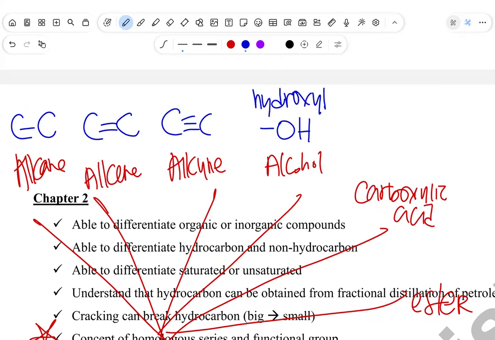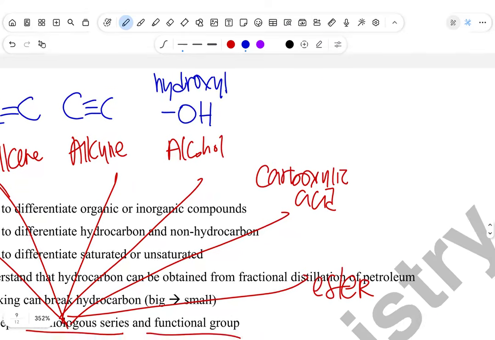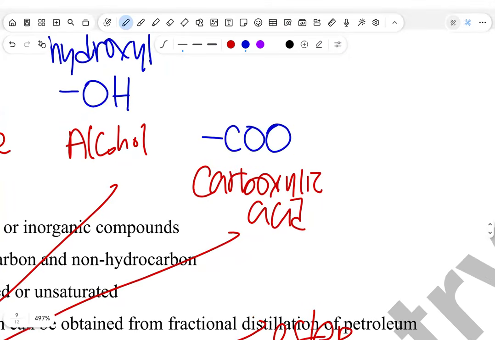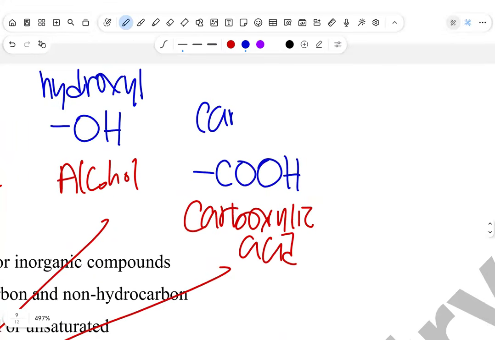Hydroxyl. Okay? If you can answer in the chat box, okay. If you don't know what is happening, it's okay. Revise back. Understand? Revise back. Carboxylic acid, COOH, also can call carboxyl. Okay?